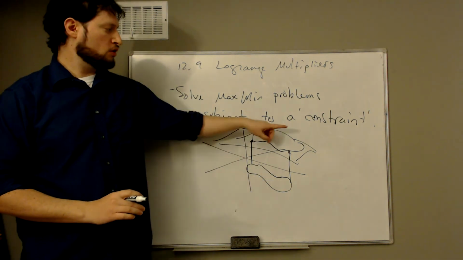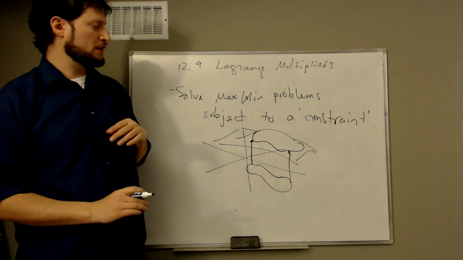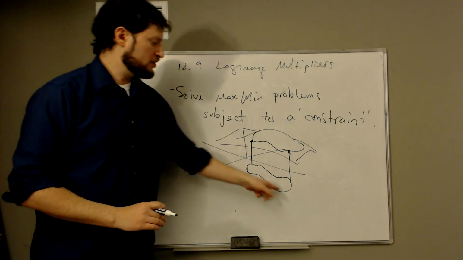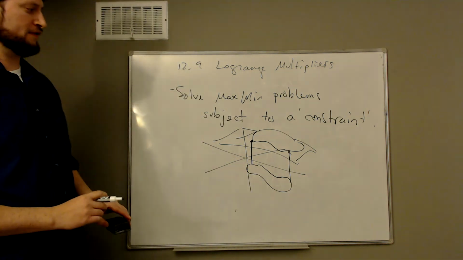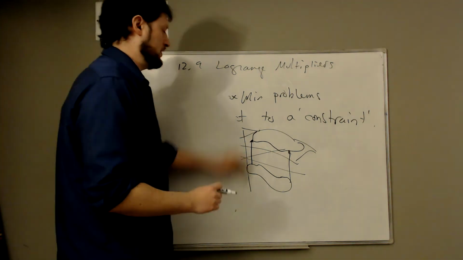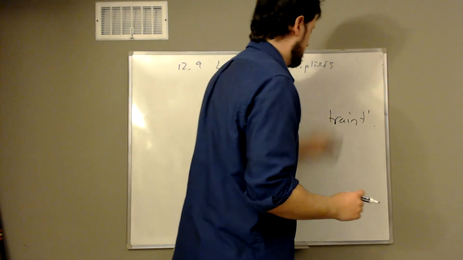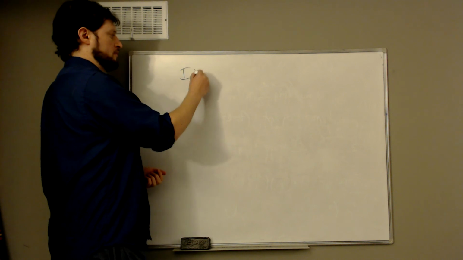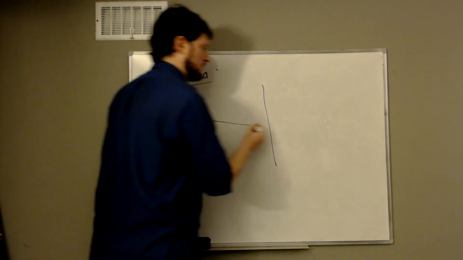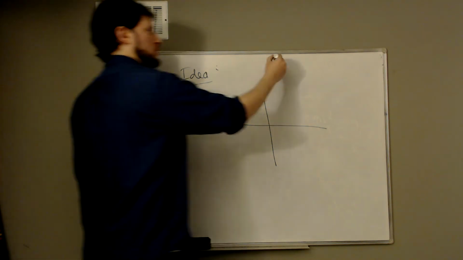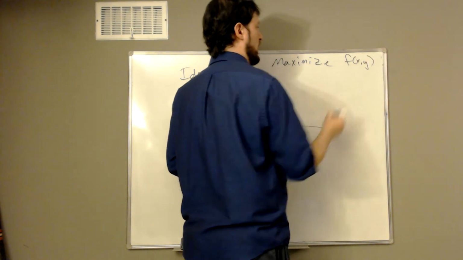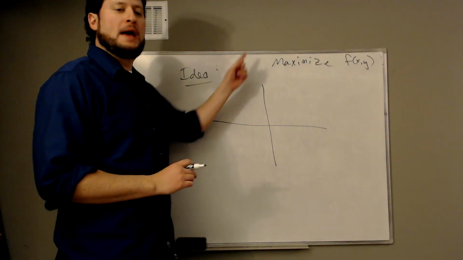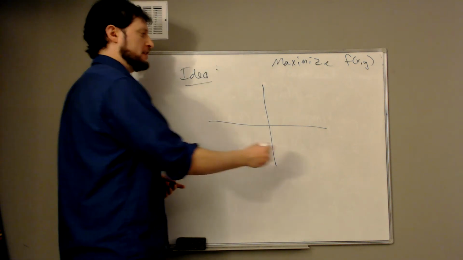And so now we're no longer looking for these places where the tangent plane is horizontal, because if I just follow this curve in the xy plane, the tangent plane may not be horizontal at any of those points. So we have to come up with a different strategy. And the idea of Lagrange multipliers goes like this. We're going to maximize the function f of x, y, subject to a constraint in the xy plane.